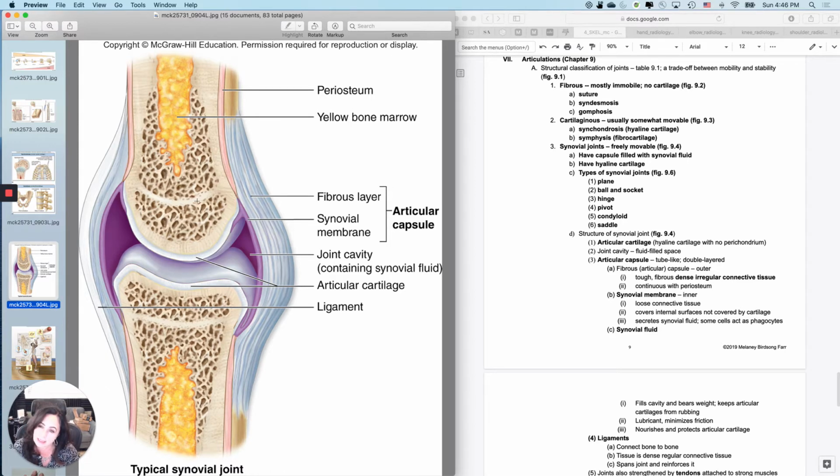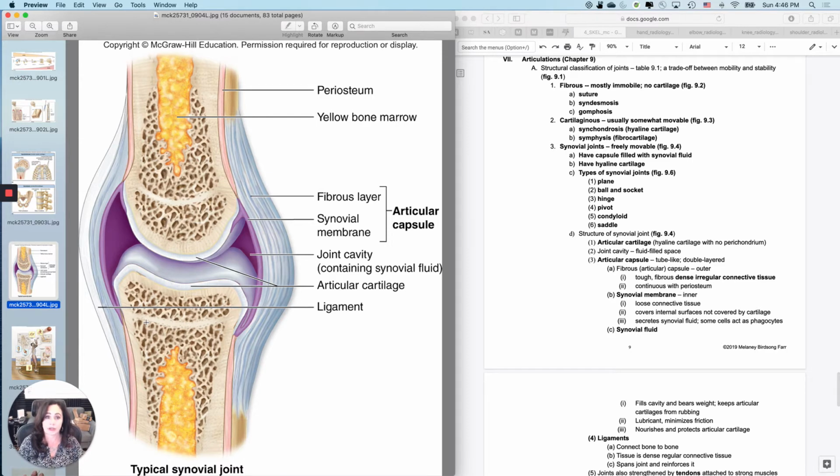Anybody have any idea what you're seeing right there and right there? What are those? Those are the epiphyseal lines where your epiphyseal plates used to be. So in this picture, this person is probably fully grown.